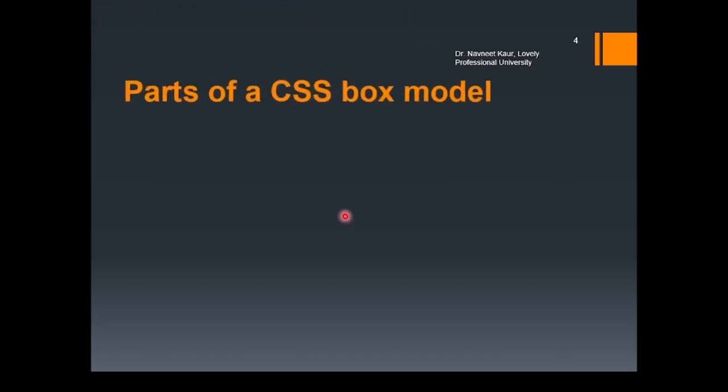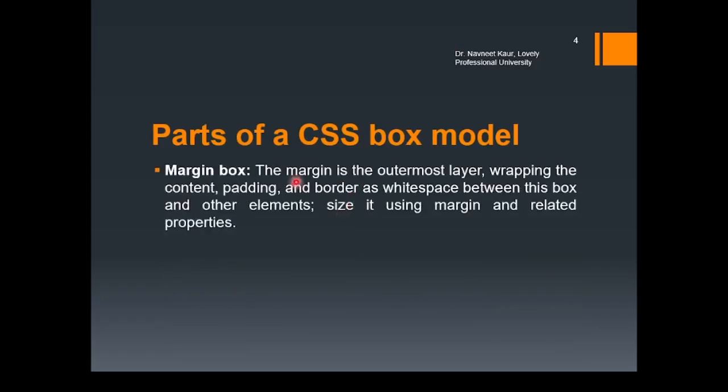So the first one is margin box. The margin is the outermost layer that wraps the content, padding, and border as white space between this box and other elements. So we can consider this margin as the distance between the border and the edge of the viewport. We will be able to understand much better when we do one practical related to this.